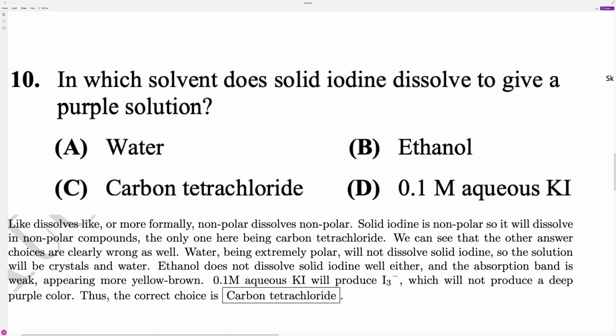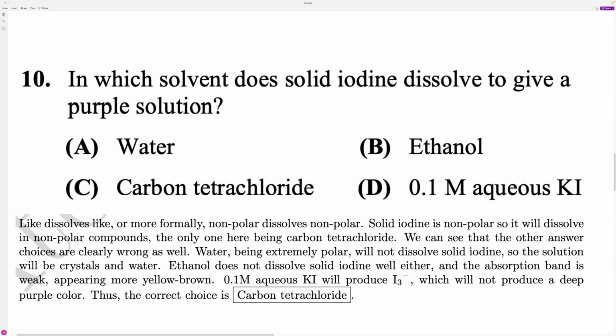For question 10, this pretty much comes down to a very fundamental chemistry concept: like dissolves like. In this case, nonpolar dissolves nonpolar. We're given the fact that the solute is solid iodine, or I2. This is nonpolar because it's two atoms of the same element connected to each other, and there aren't any polar bonds. So we're searching for a nonpolar solvent, and we can go through the answer choices one by one.